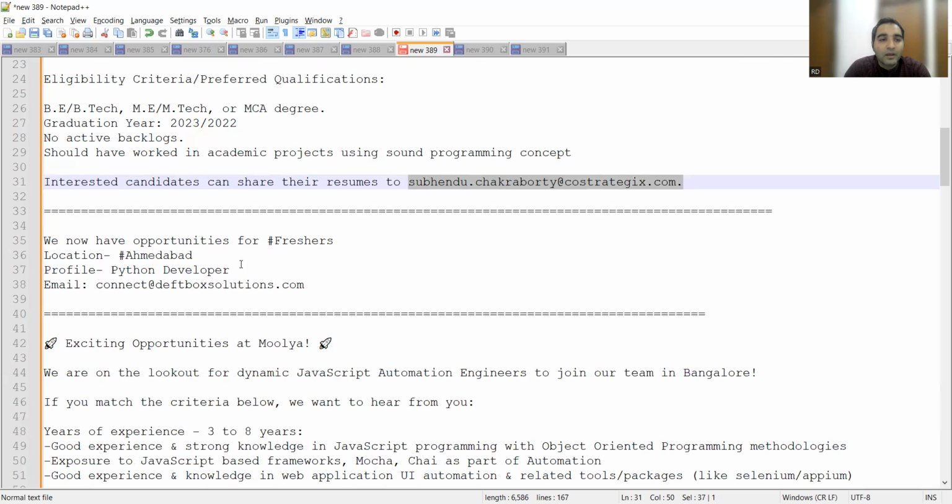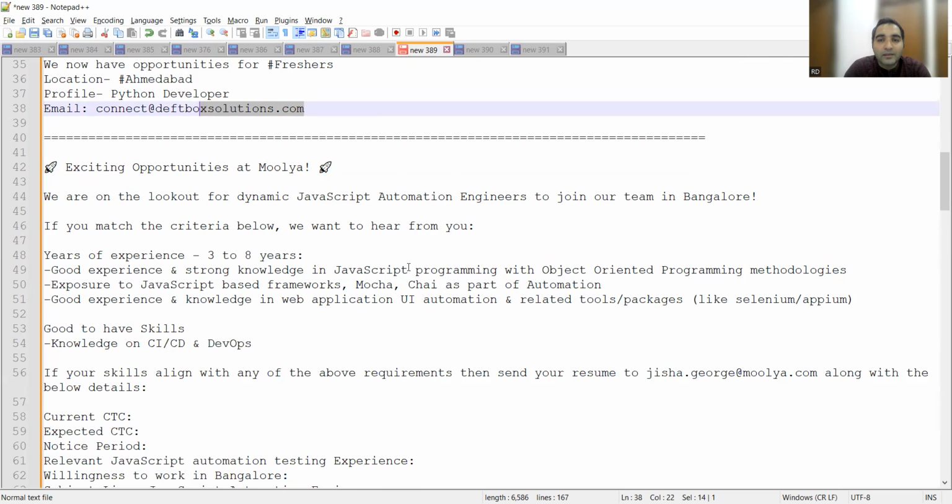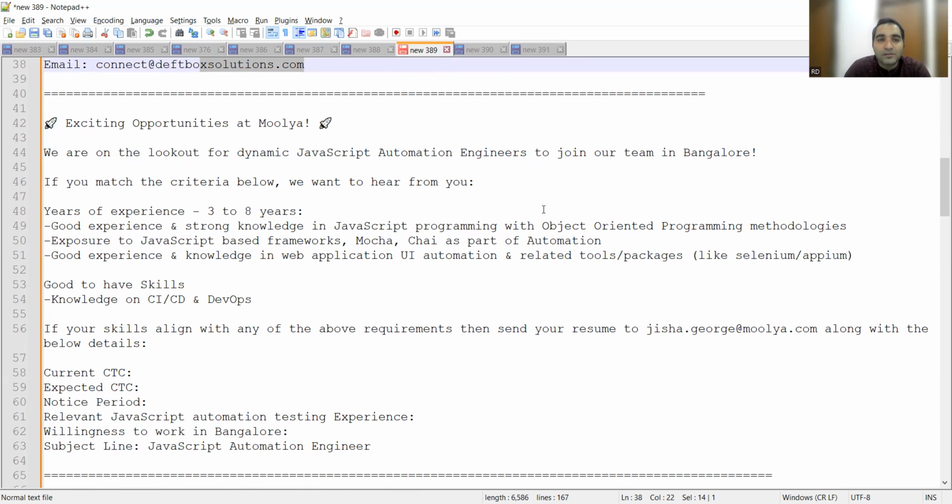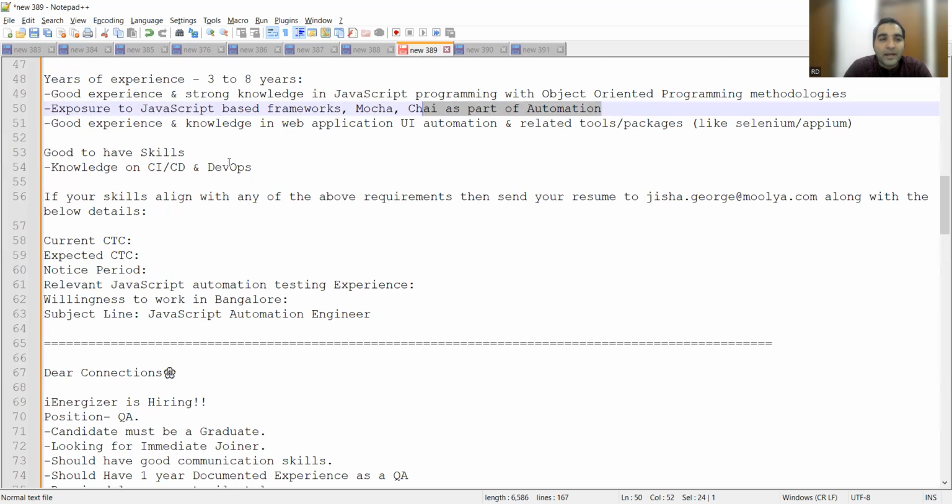Then there is a job opportunity for freshers for Python developers. Location is Ahmedabad, and this is the email address. Then Moolia company is back. They are again hiring JavaScript automation engineers for the Bangalore location, with 3 to 8 years of experience. They are looking for someone with expertise or exposure to JavaScript based frameworks as part of automation, and CI/CD DevOps is a good to have skill. If you are looking, you can share your CV to this email address along with the following details: current CTC, expected CTC, notice period, relevant JavaScript automation testing experience, willingness to work in Bangalore, with the subject line JavaScript automation engineer.